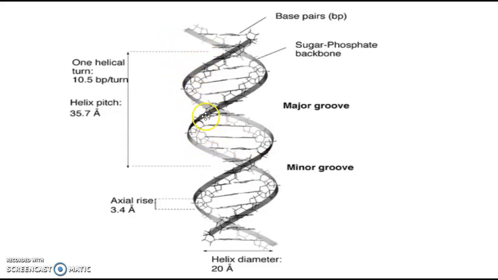One turn will give us 10.5 base pairs per turn or 35.7 angstroms of length. So this is the helix diameter. The diameter is 20 angstrom, and this is the axial rise, that is 3.4 angstrom. So this is the structure of DNA.